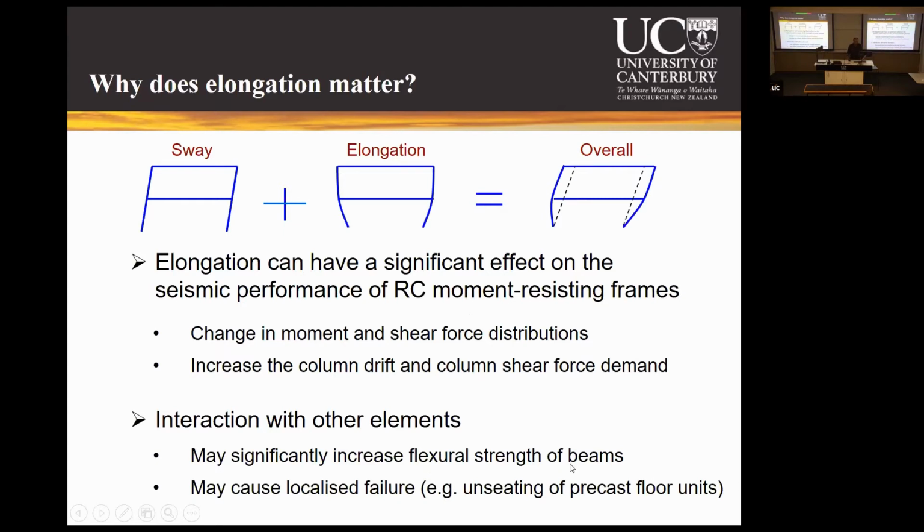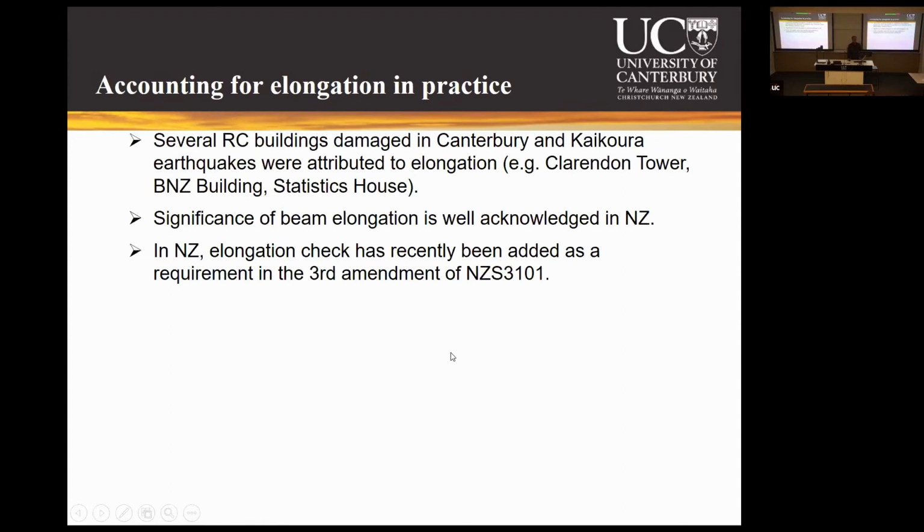I will explain that in a while. And then it may also cause localized failures, such as because of the elongation. We all know the propensity, the probability, the likelihood of unseating of precast floor units and falling off from their support, right? So accounting for elongation in practice, let's look at how it is dealt with in practice.